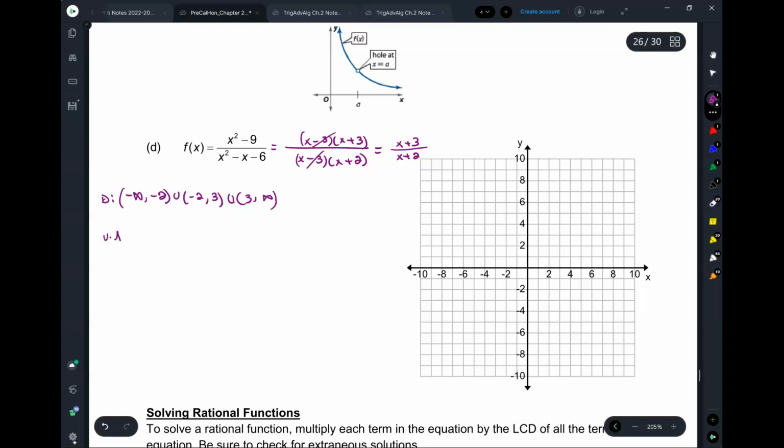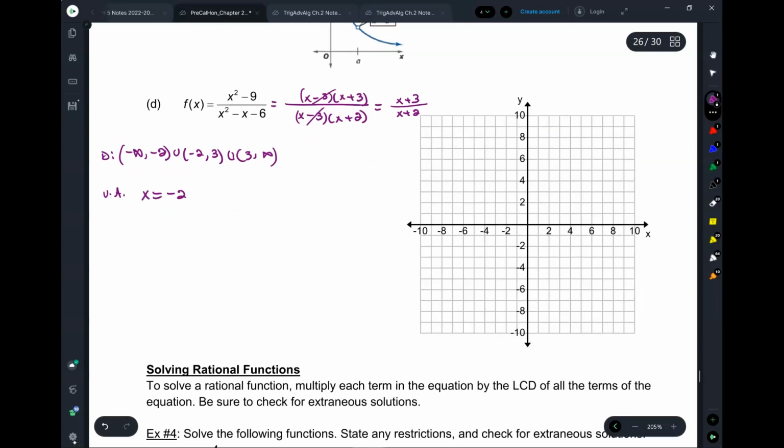Okay. Vertical asymptote. Which one is it? Is it the 3 or the negative 2 or both? Negative 2 only, because it never canceled. Okay. Now, we have a removable discontinuity at x equals 3. Okay, what's the horizontal asymptote? Look at the original function for the horizontal asymptote. Y equals 1.